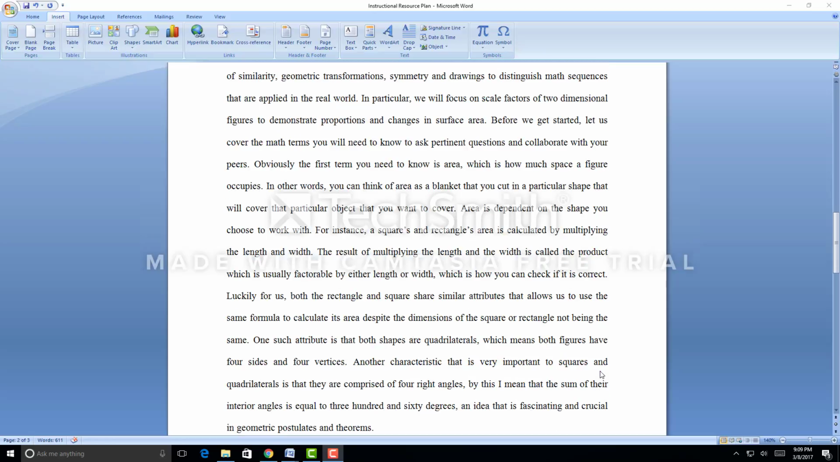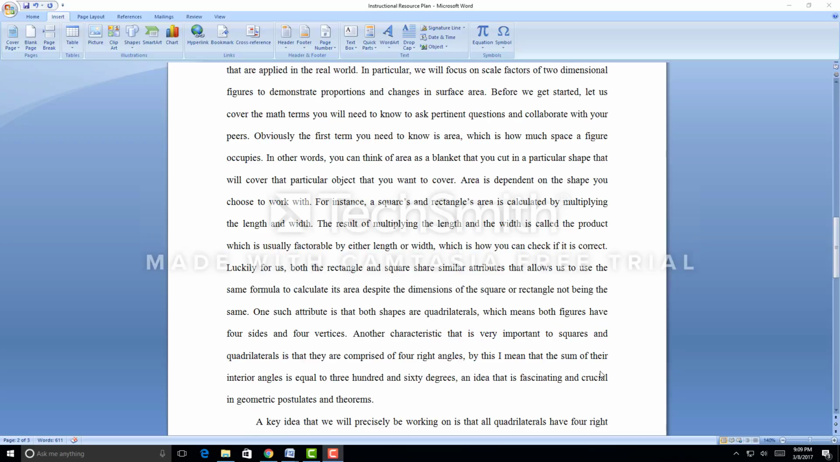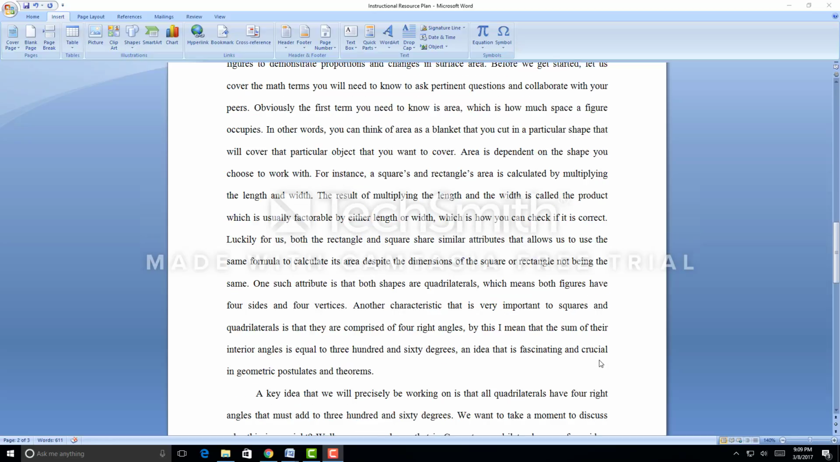Luckily for us, both the rectangle and square share similar attributes that allow us to use the same formula to calculate their area despite the dimensions of the square or rectangle not being the same. One such attribute is that both shapes are quadrilaterals, which means both figures have 4 sides and 4 vertices. Another characteristic that is very important to squares and rectangles is that they are comprised of 4 right angles.